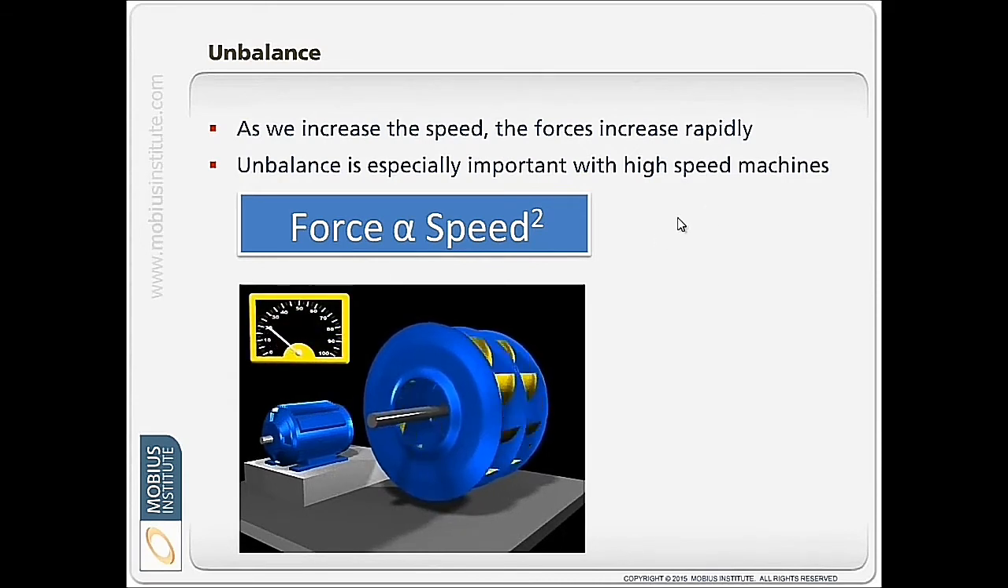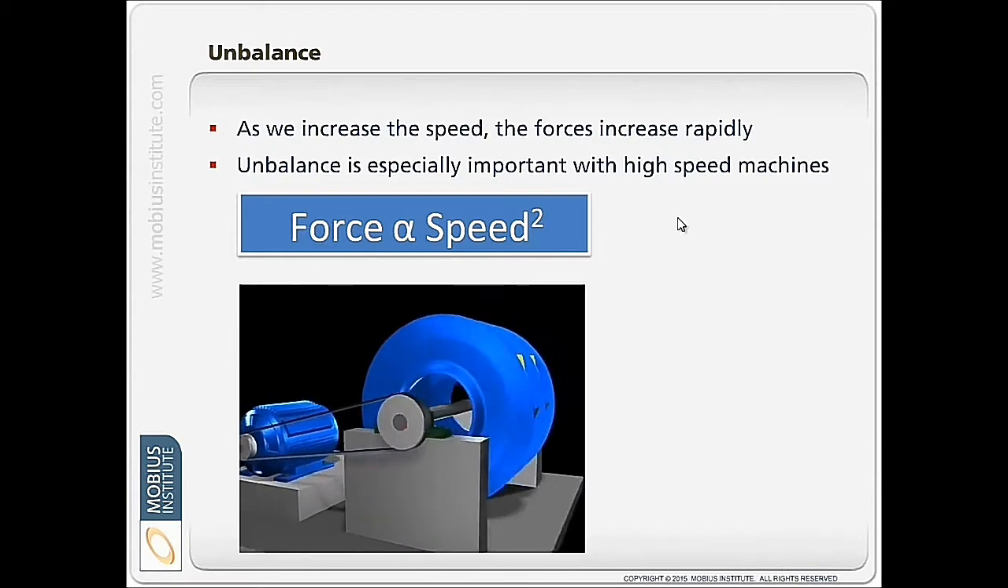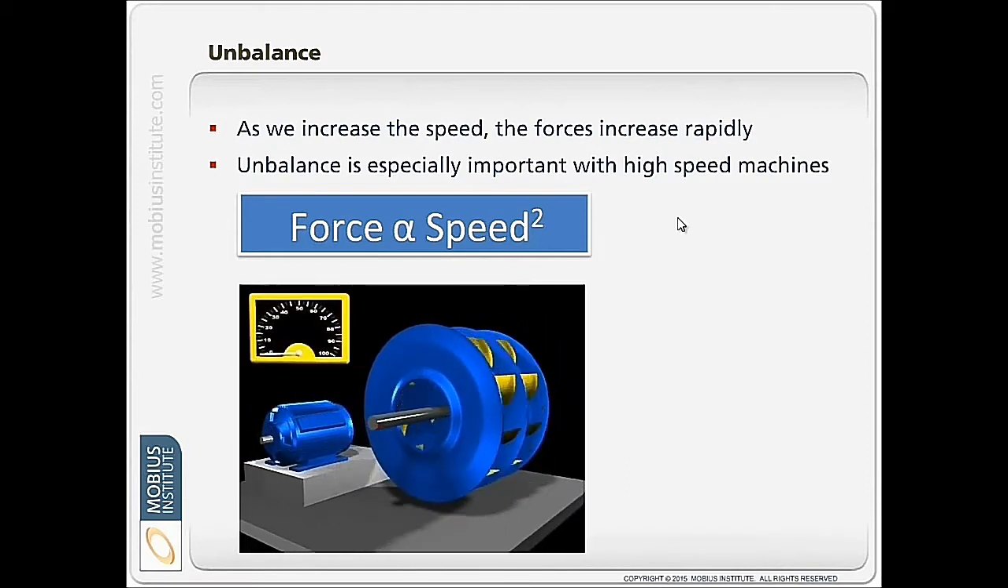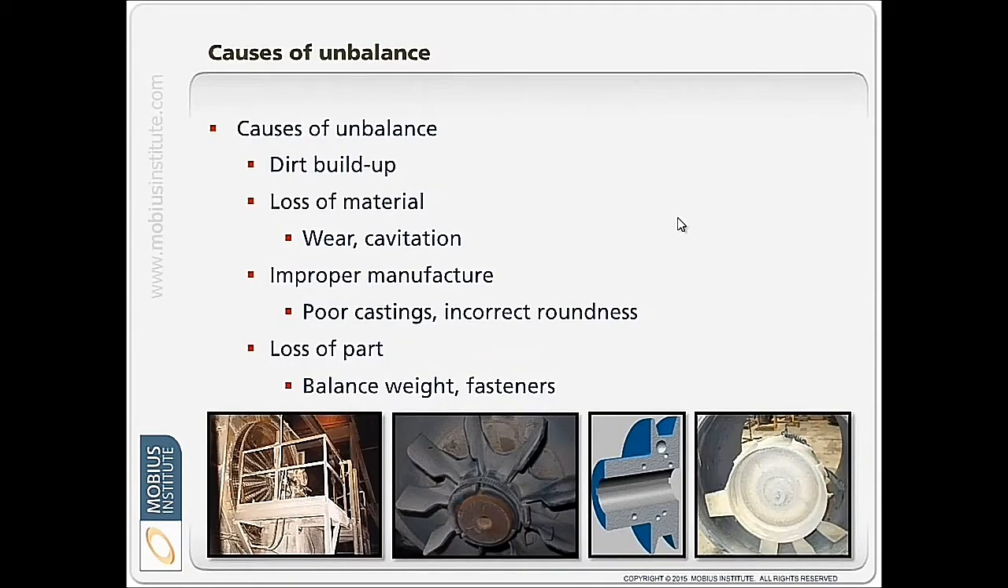So therefore, as we increase the speed, we will see higher vibration, which may not be something you intend to do, but what it really means is that for a high-speed machine, unbalance is extremely important. It is important to minimize it as much as possible. So, why do we get unbalance?